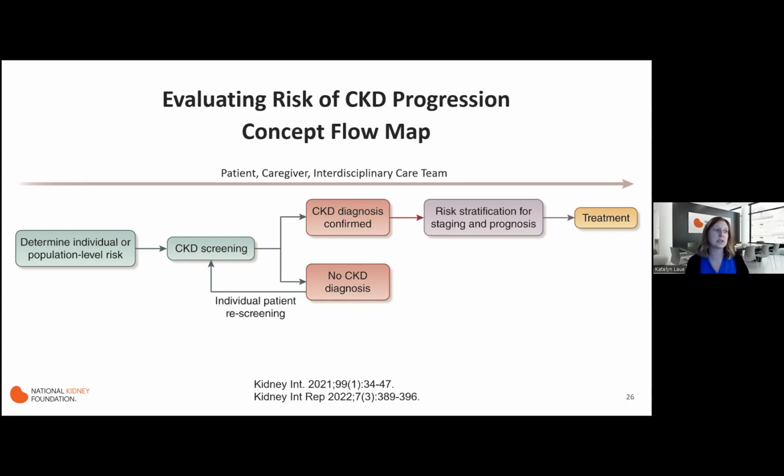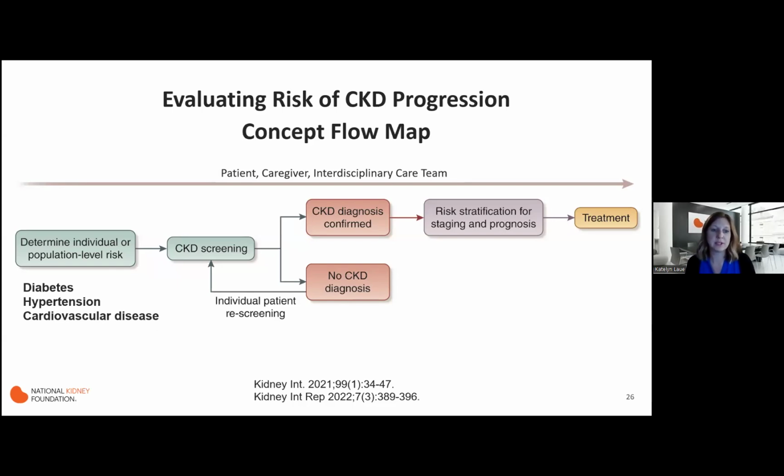Then obviously we need to screen for kidney disease. We need to apply that CKD diagnosis. As I alluded to earlier, about 80% of people that have some evidence of kidney disease in their medical record do not have a diagnosis applied. And then risk stratifying or staging that CKD, along with then treating that kidney disease. So ensuring that patients are having both the medication and lifestyle change information to manage that CKD risk and slow that progression.